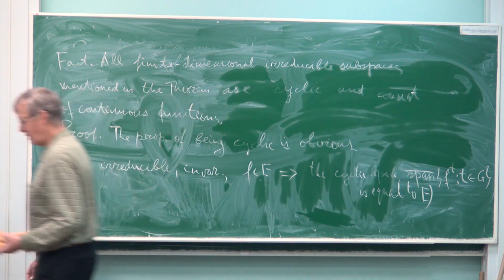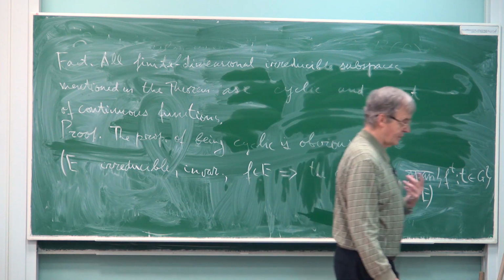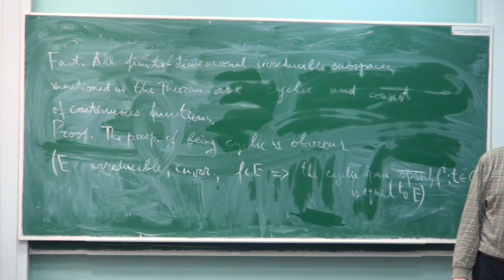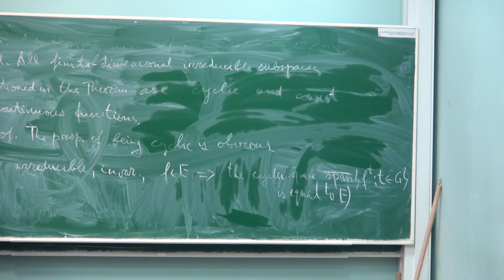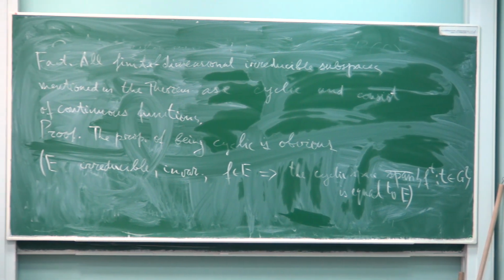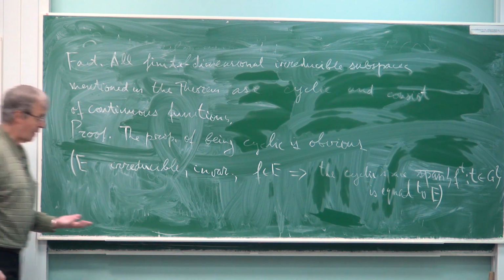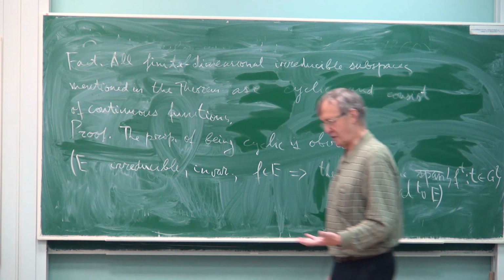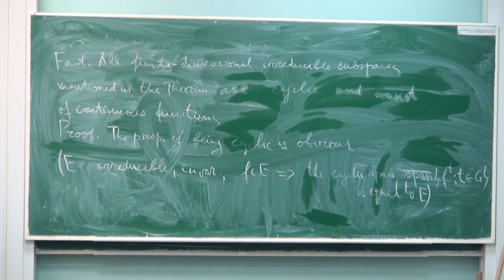And why does it consist of continuous functions? We have already proved that such a subspace contains a continuous function. Simply, even a finite dimensional continuous function. So every invariant subspace has a finite dimensional continuous function. And okay, then it must coincide with the cyclic subspace generated by this continuous function. And the cyclic subspace is finite dimensional. It is a set of linear combinations of a finite number of shifts of this continuous function. So the entire space E consists of continuous functions.